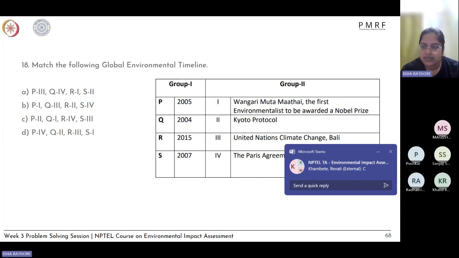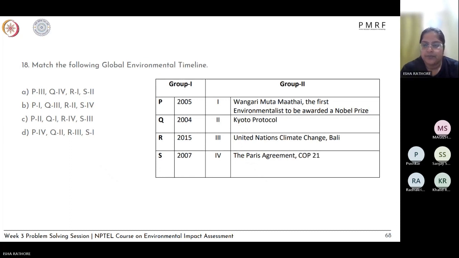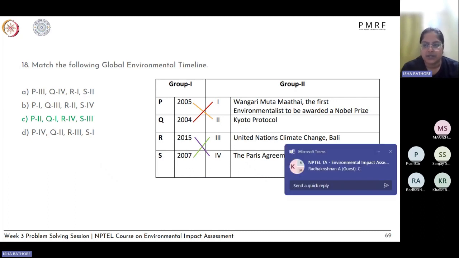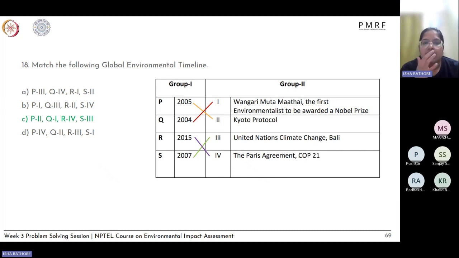Okay, so we have an answer C. So C is the correct answer. In 2005, we had the Kyoto Protocol. In 2004, Wangari Maathai became the first environmentalist to be awarded a Nobel Prize. In 2015, we had the Paris Agreement or COP21. And 2007 was the United Nations climate change conference in Bali. So P matches with 2, Q matches with 1, R matches with 4, and S matches with 3. So C is the correct answer.